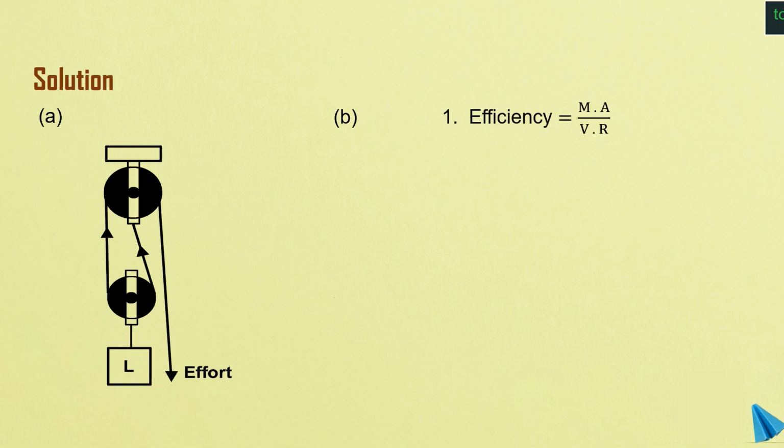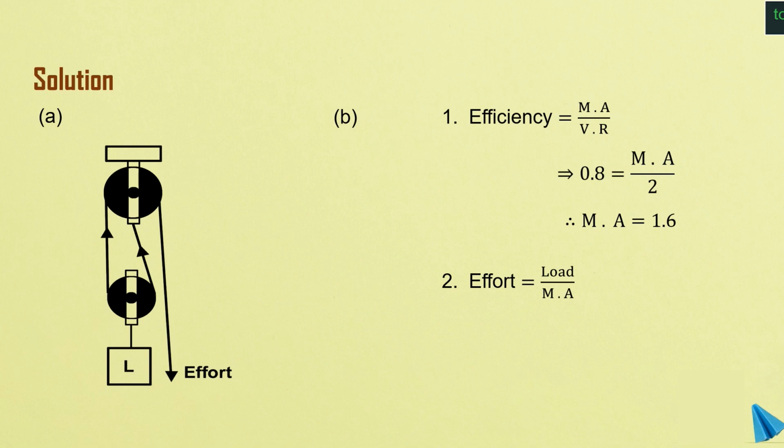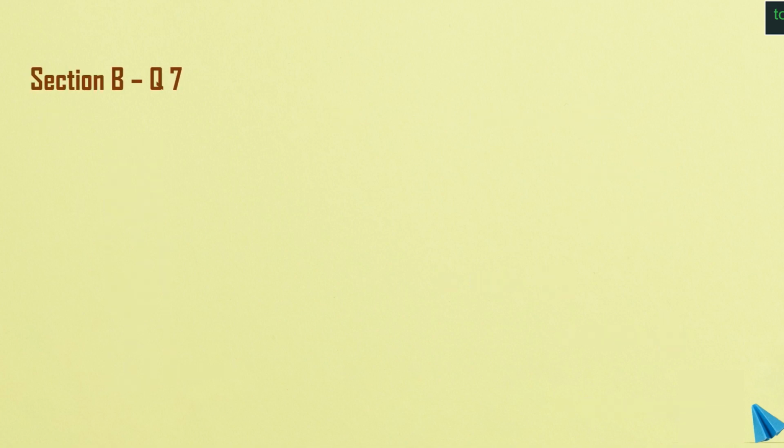So firstly, we will find out the mechanical advantage by putting the values of efficiency and the value given, which is 2, multiply. The mechanical advantage is 1.6 and the effort is load by mechanical advantage. So effort will be 48 by 1.6, that gives you 30, right? I hope this is clear to all of you.